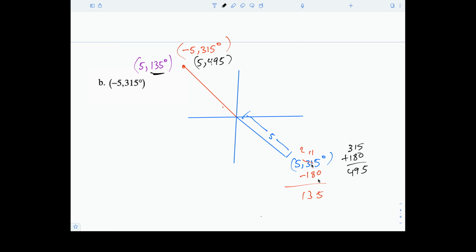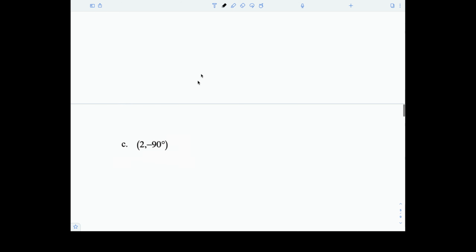You could even add or subtract 360 from 315, and as long as 5 is negative, that would be legit as well. Okay? I'm not going to write out every single possible way. I just gave you a couple of different ways of looking at it. I hope that makes sense. Let's move on to the next one.